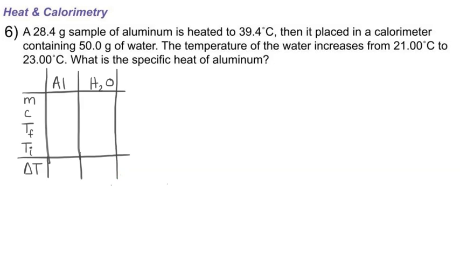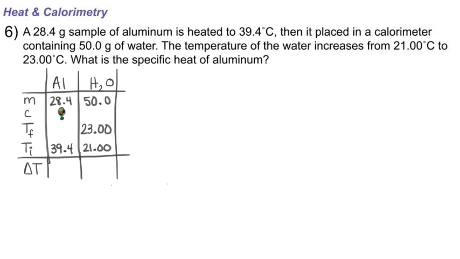We have a 28.4 gram sample of aluminum, heated to 39.4 degrees. There's our initial temperature, 39.4 degrees Celsius, placed in a calorimeter containing 50 grams of water. So there's our mass of the water, 50.0 grams. The temperature of the water increases from 21.00, so there's our initial temperature, to 23.00. There's our final temperature. What is the specific heat of the aluminum? So we're being asked to find C.